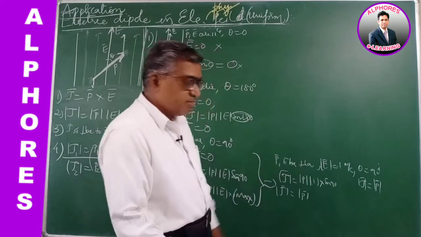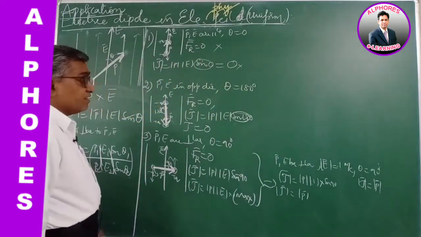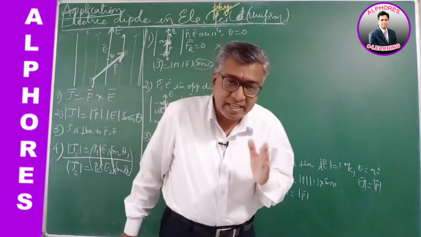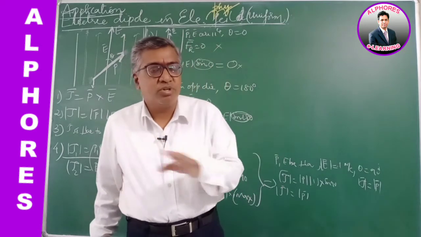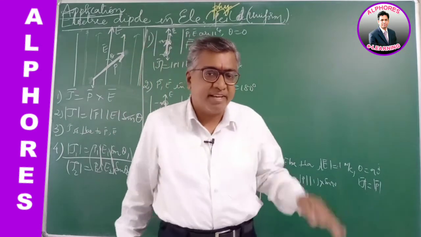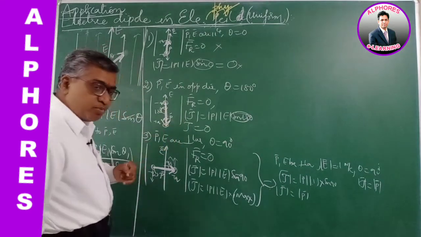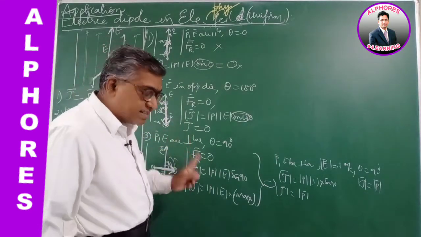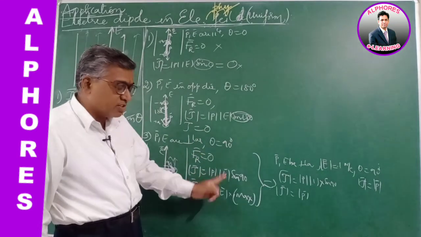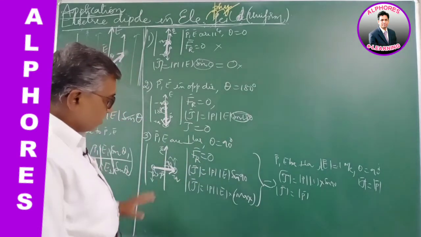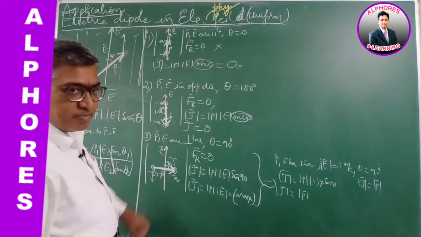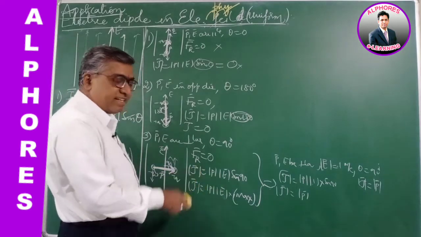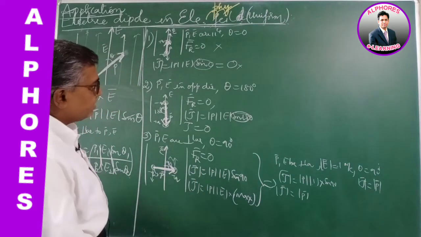A special case, please remember. When the dipole is either parallel or anti-parallel, there is no torque. The dipole will not experience any torque; the torque experienced is 0. But when the dipole is placed at right angle to the field, 90 degrees, maximum torque is experienced. The highest torque will be acting on it, so maximum turning effect is observed. When theta is 90, it is the highest torque. Right? Okay.